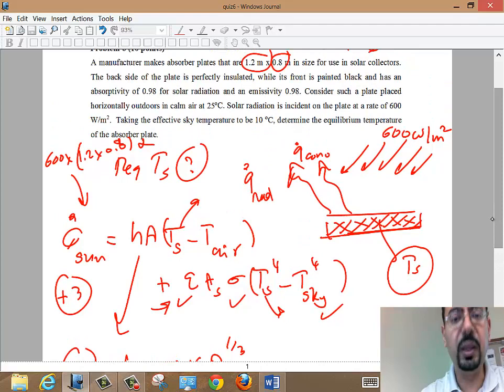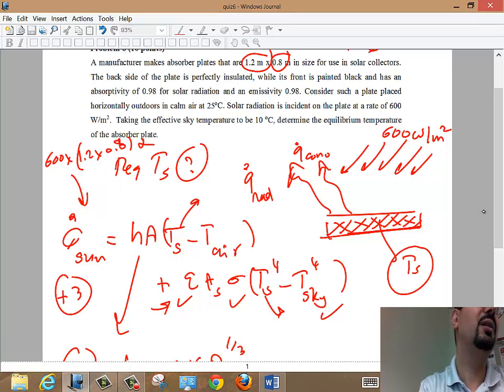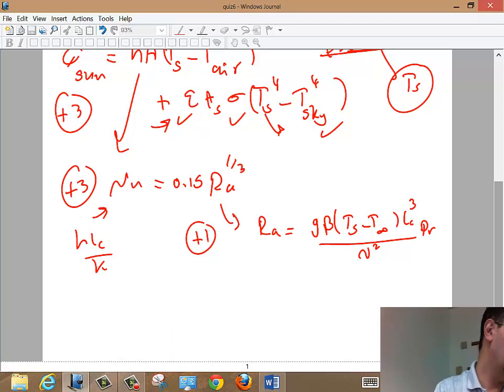Because we know that it cannot be T air. It has to be higher than T air. So don't assume 25. 45, or higher even. I mean, you need to touch your car in the summer to tell what the initial guess should be. But probably the car gets really hot in the summer, right? So, anyway, you would just assume a film temperature.